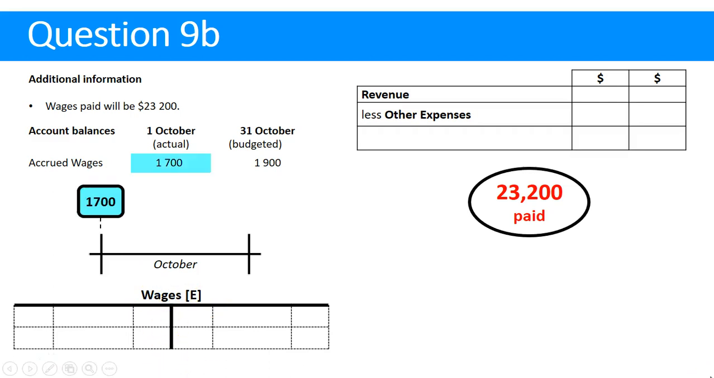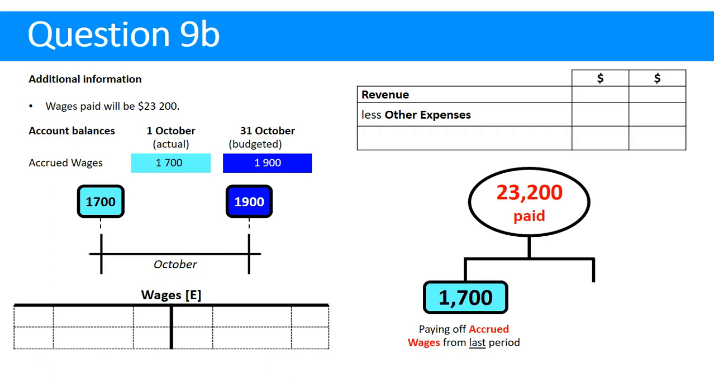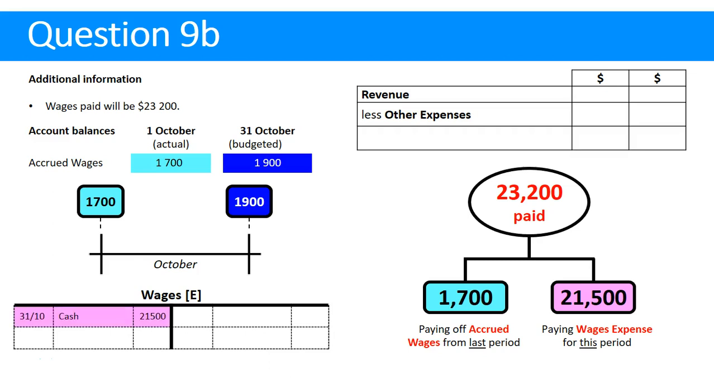So we'll start with the $1,700 of accrued wages at the start. There's $1,900 at the end. So what does that mean? Well, the $1,700 is actually an expense for last period. It just wasn't paid. So what we'll do is we'll take that out of the payment. That's actually a paying off of accrued wages from last period, so we're going to ignore that figure. What that does mean though is that the rest of that payment, which is $21,500, must be paying for wages incurred this period. So that would actually go in as a debit to our wages account as an expense.